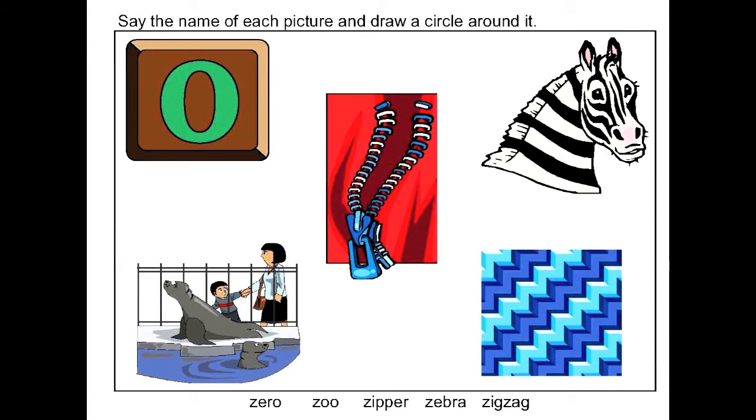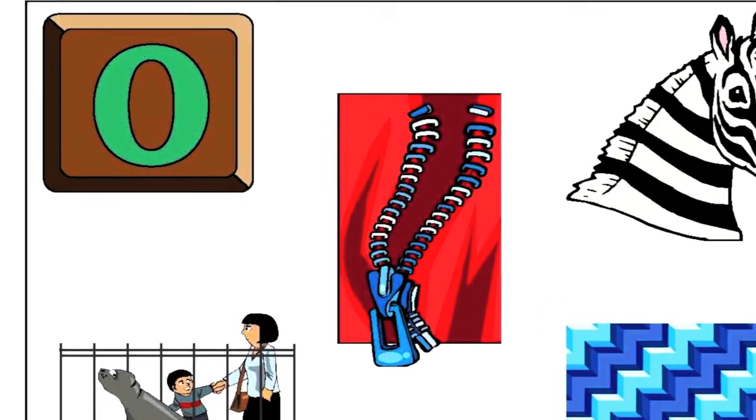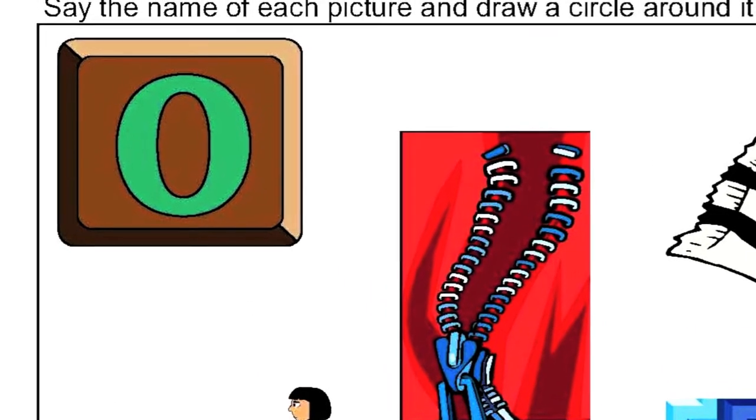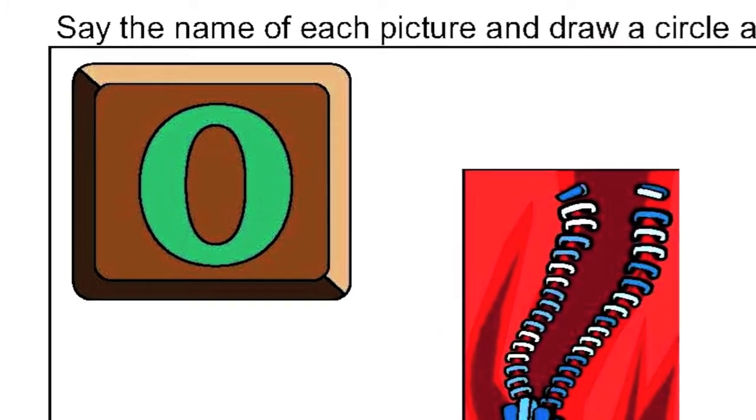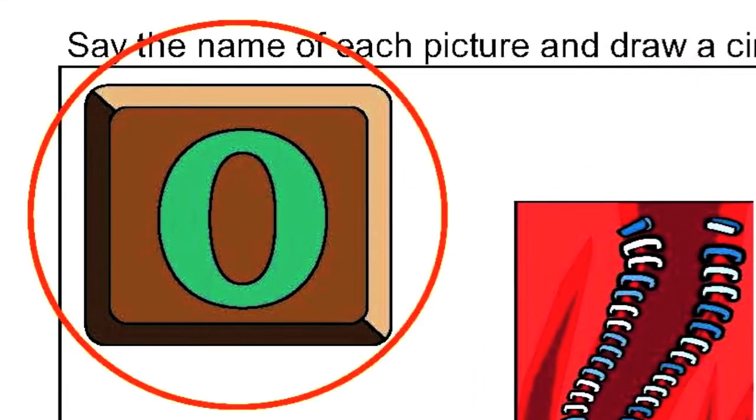In this exercise, the child will learn to become familiar with the Z sound in a word that begins with the letter Z. Have the child say the name of the picture while putting emphasis on the Z sound. This is a picture of a zero. Z, z, zero. Then he may draw a circle around it.